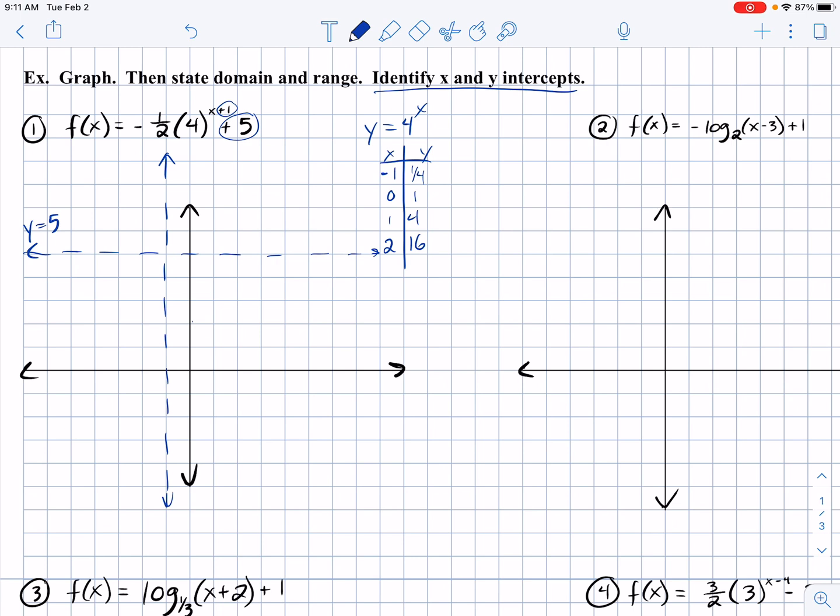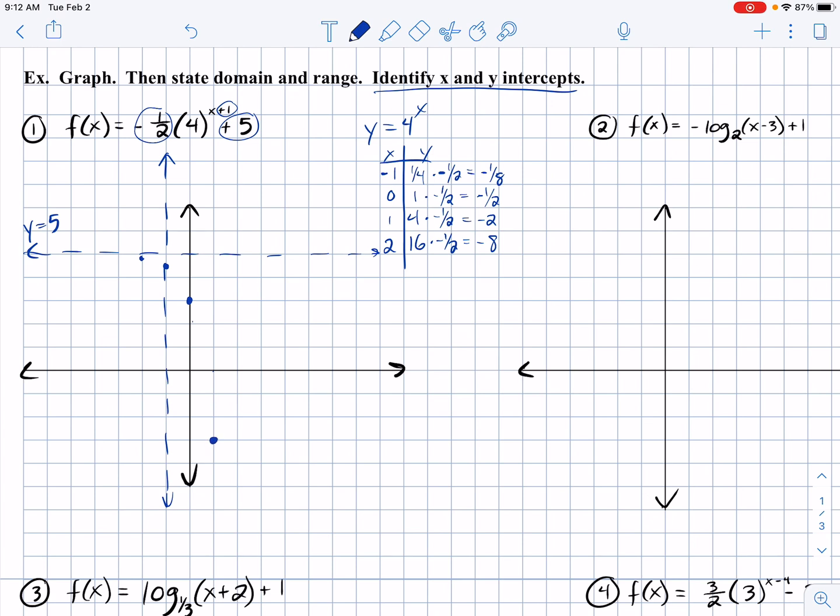And we're going to multiply all of these by negative 1/2. This is a reflection over the x-axis, and it's a vertical compression by a factor of 1/2. So we actually have an output at negative 1/8, negative 1/2, negative 2, and negative 8. Okay, so we can go graph these points here. Negative 1, negative 1/8. 0, negative 1/2. 1, negative 2. 2, negative 8.